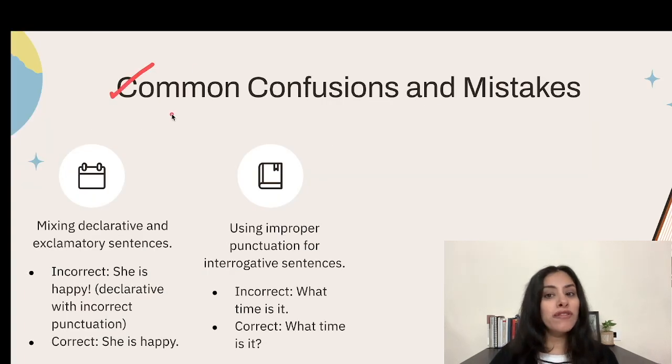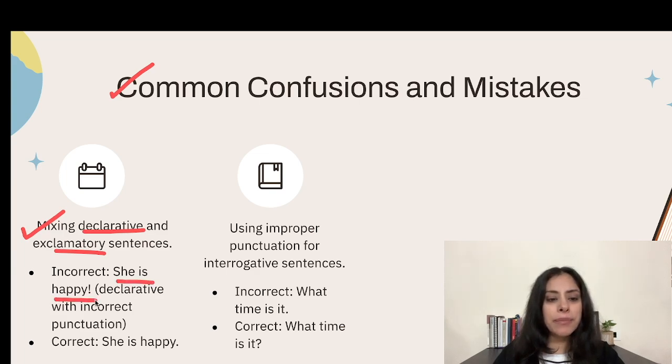Now, speaking of confusions, I'll take you through some of the common mistakes. The first one is mixing declarative and exclamatory sentences. So we have an example over here. Now, if we say "She is happy!" with an exclamation mark, it is an incorrect sentence because it is a declarative sentence, but the punctuation is wrong. So we have to remove the exclamation mark and add a full stop instead. So here the correct sentence will be "She is happy."